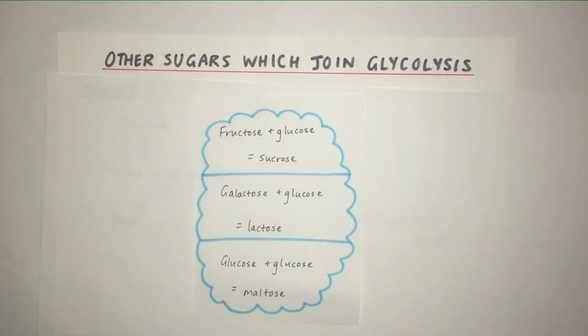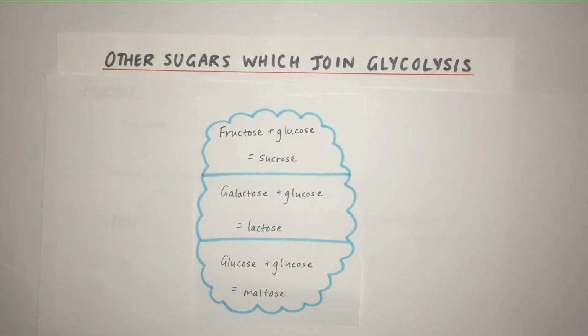So we first break it down into a fructose plus a glucose, and then that fructose goes through a metabolic pathway to then be broken down, which is what I'll go through in this video. And then we've got galactose plus glucose, which equals lactose. So when we get it into the body, we break it down into galactose and into glucose, and then that galactose can be further broken down in a different pathway, which I'll also go through in this video.